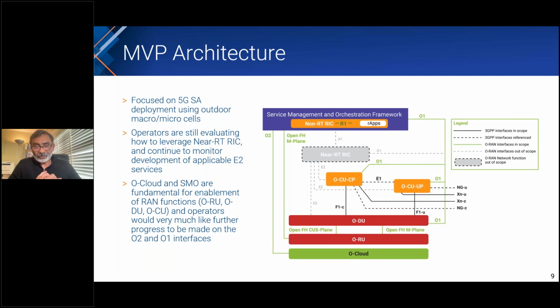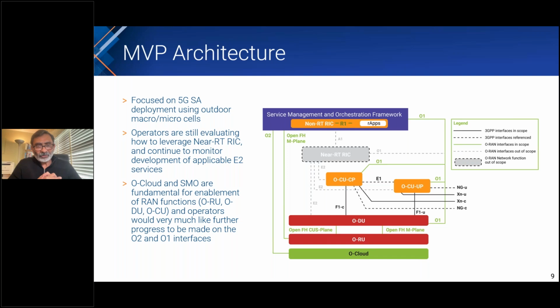One thing that's not part of the current MVP, and I'll talk a little bit about that, is the near real-time RIC, which is shown as a dotted grayed out box over there. And I'll talk a little bit about why it's not there in the current MVP.